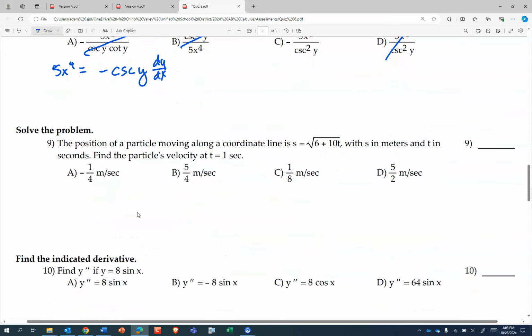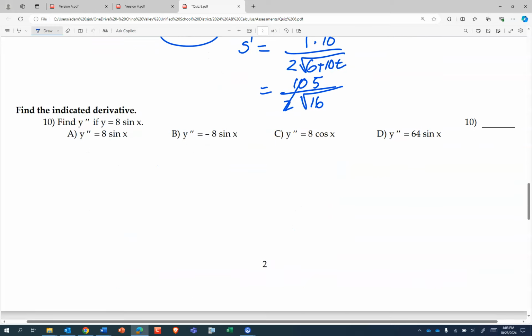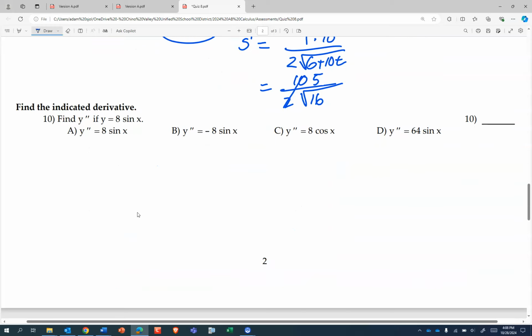Position of a particle moving along the coordinate line is this. Oh, find the particle's velocity. So this position, we want velocity at 1. S prime is 1 over 2 root of 6 plus 10t. Chain rule times 10. So that's going to be 10 over 2, 5, over the square root of 16, because we're going to put in 1, so 5/4. Y double prime is pretty easy.